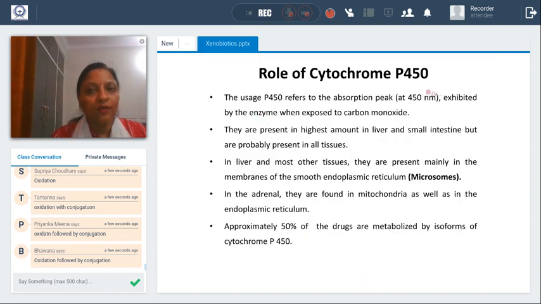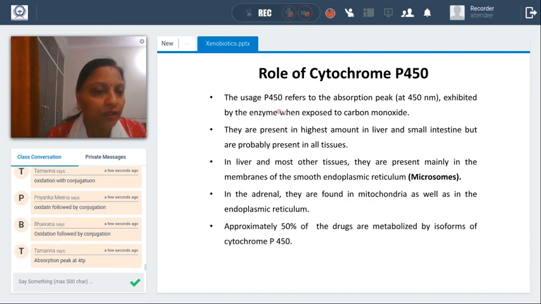What is the role of cytochrome P450? Why is it called cytochrome P450? Please write in the box. Why is it known as P450? Because the absorption peak is at 450 nm.